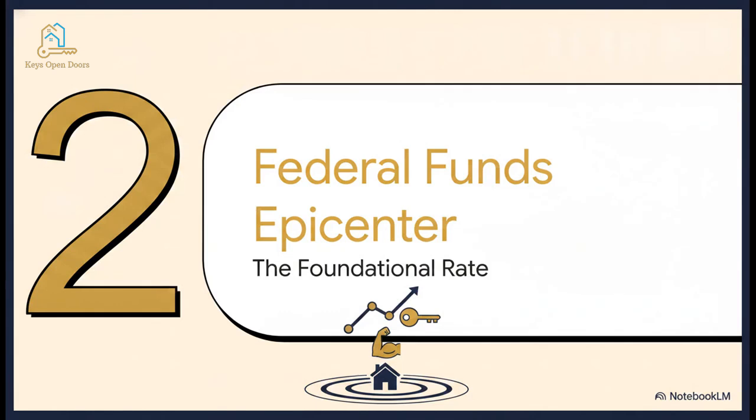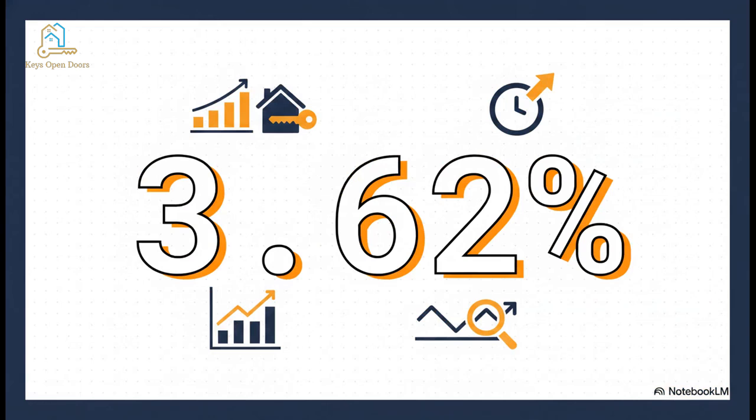Moving on to Section 2, the federal funds epicenter, the foundational rate. If the entire economy is an ocean, 3.62% is the exact spot where the stone gets dropped. This was the effective federal funds rate for the week of May 22nd in our snapshot. And I really want to emphasize this specific number because it is the absolutely crucial baseline for everything else we're going to talk about today. It stayed remarkably steady at 3.62% that whole week.